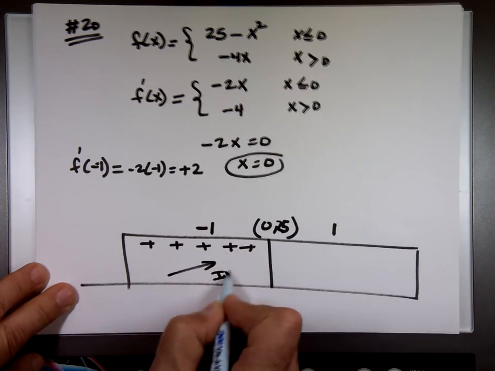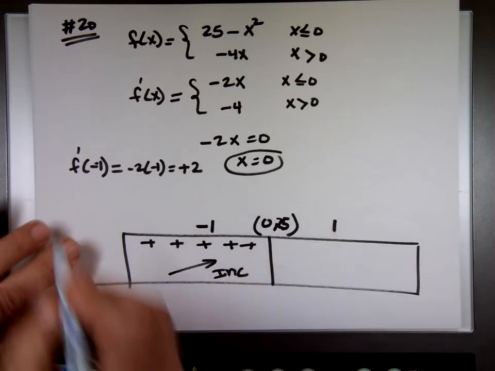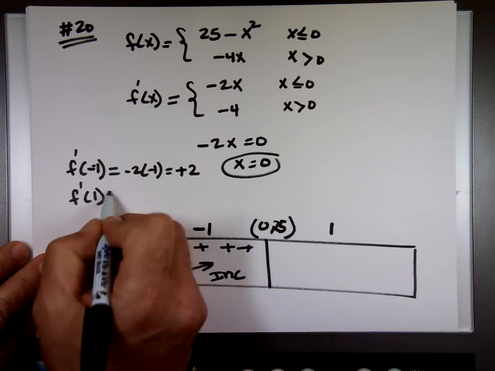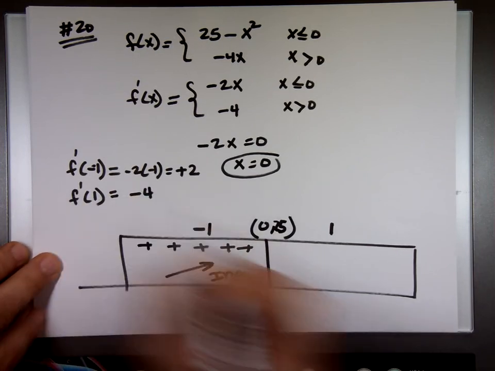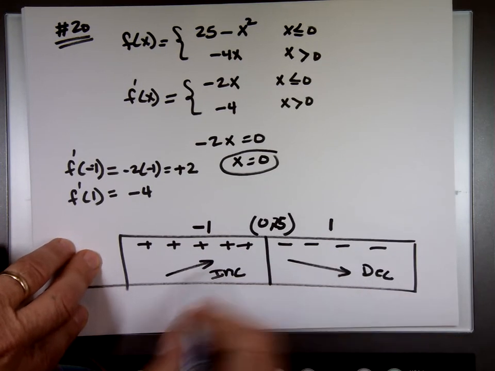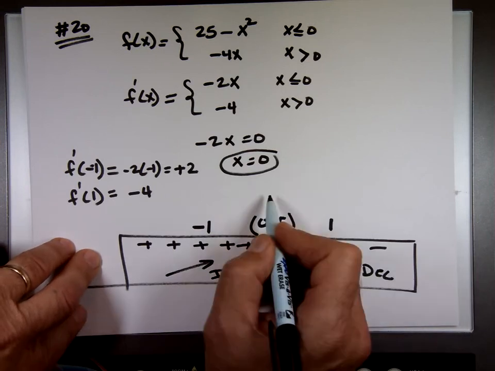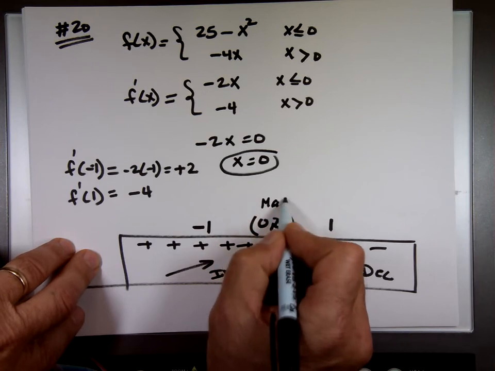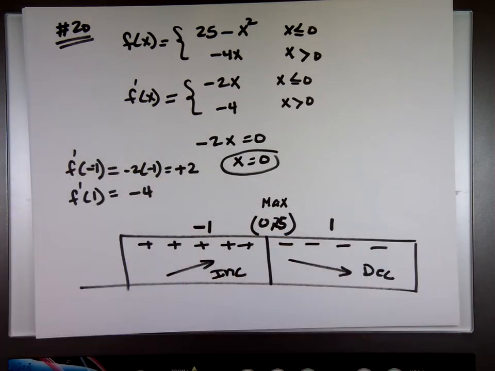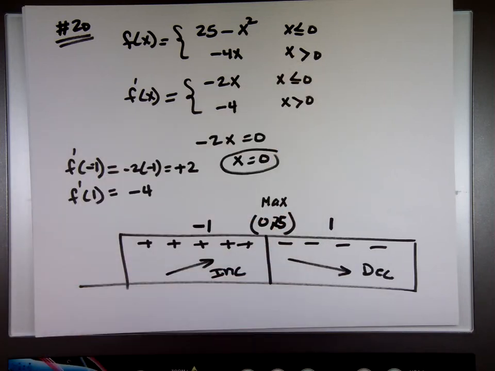Increasing. What about the 1? That's a negative 4. Decreasing. Is that a min or a max? It looks like a max. The only problem I have with that, I don't know if my function was connected there or not. Because if there's a hole in it at the 0, it's not a min or a max. So let me take a look at it and see what's going on.